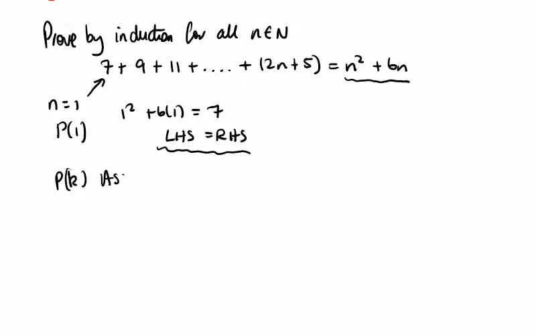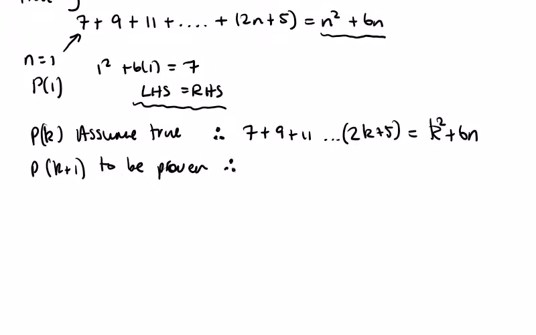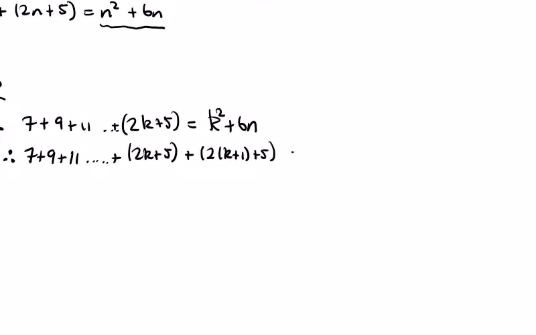Proposition k, assume true. You do need to write assume true. Therefore 7 plus 9 plus 11 plus up to 2 times k plus 5 is equal to k squared plus 6k. Proposition k plus 1 to be proven. I'm just changing the writing a little bit so you can see that it's not prescriptive, just needs to follow a certain pattern. Therefore 7 plus 9 plus 11 plus up to 2k plus 5. And the next term is when we replace k with k plus 1, so 2 times k plus 1 plus 5. And that's equal to k plus 1 squared, plus 6 times k plus 1.